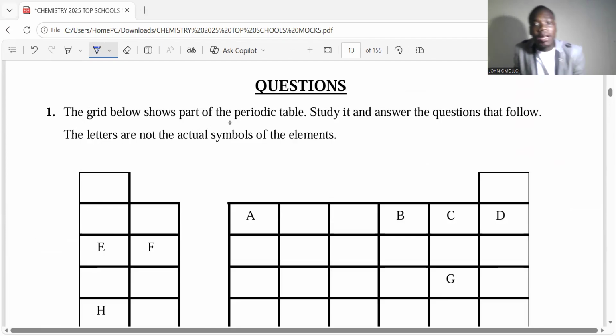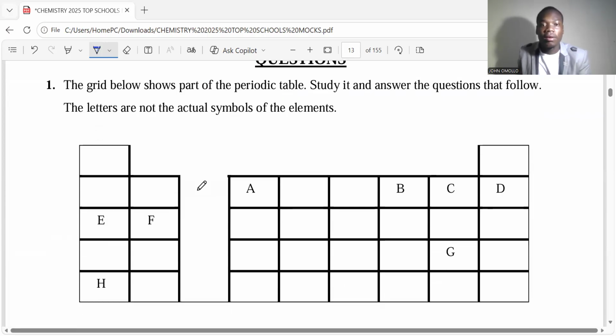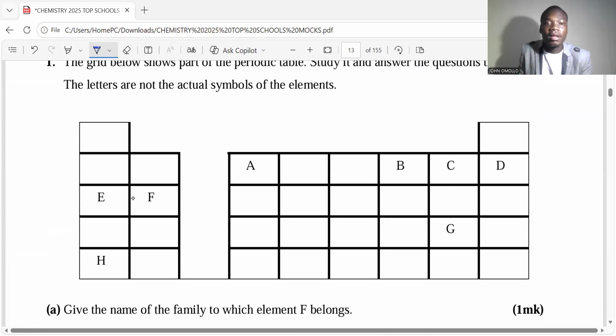The grid below shows part of the periodic table. Study it and answer the questions that follow. The letters are not the actual symbols of the elements. So we are told that these letters you're seeing, A, B, C, D up to H, are not the actual symbols for these particular elements. We know that the periodic table has group 1, group 2, group 3, group 4, group 5, group 6, group 7, and lastly group 8. So these are the groups we have within the periodic table.